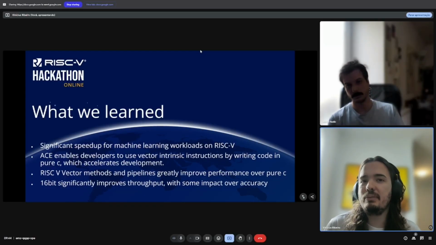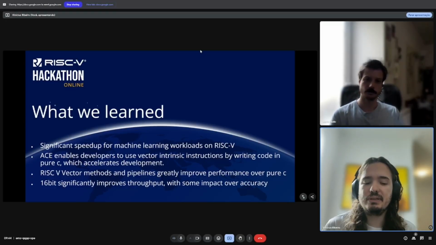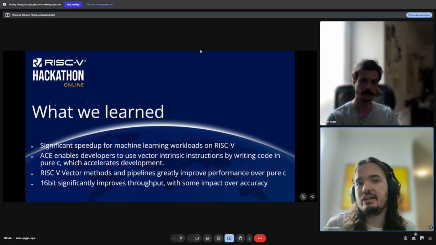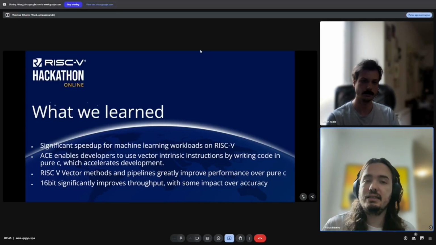We also learned a lot more about the pipelines in RISC-V vector and the great performance improvements that it has. You also see that 16-bit is a great match for machine learning workloads because it has great throughput, though with some penalty to accuracy. That's it. Thanks.